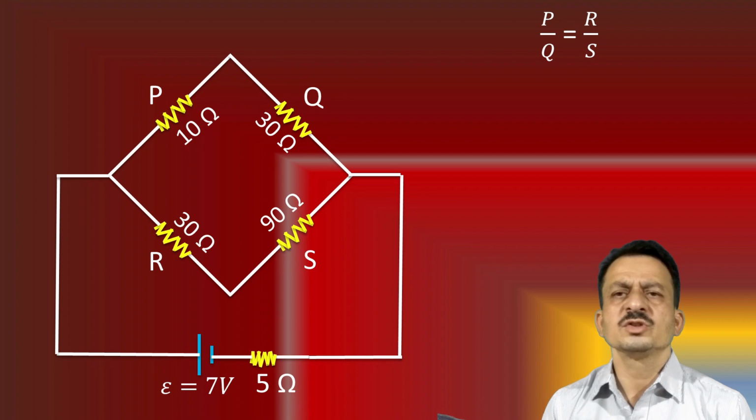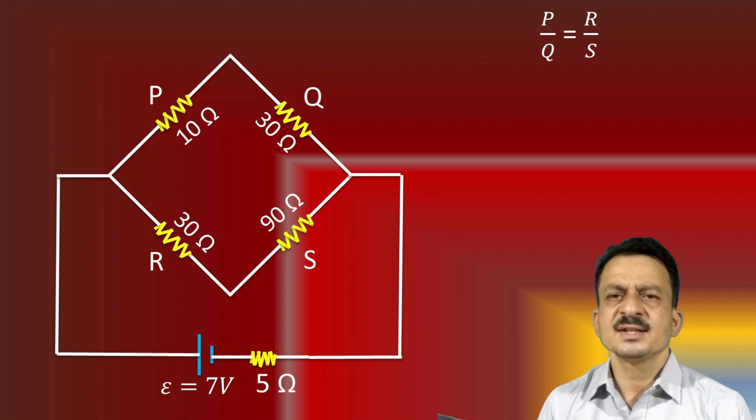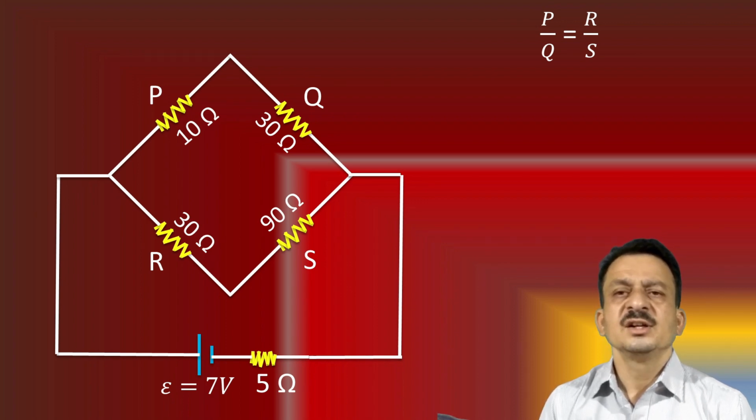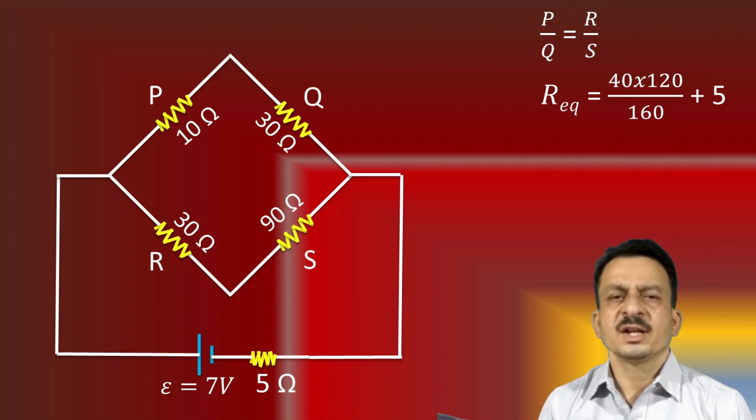Now the circuit is reduced to this one. Now here, look here, P and Q are in series and R and S are in series. P and Q in series, it becomes 40. R and S are in series, 30 plus 90, it is 120. And those two are in parallel. Let me find out the equivalent resistance. Now the equivalent resistance is 40 and 120 are in parallel.